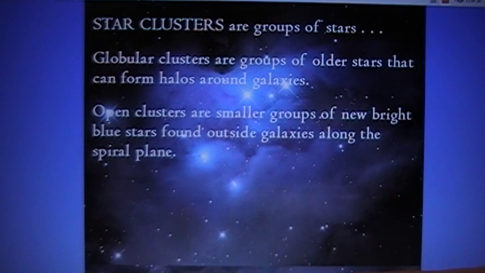Now the galaxies are all in clusters, and star clusters are groups of stars. So we have globular clusters, which are groups of older stars that can form halos around the galaxies. And then we have the open clusters, which are smaller groups of new bright blue stars found outside galaxies along the spiral plane. Really, when you see your open clusters, you know that those are going to be your very bright blue massive stars, which are going to have a lot of new stars.